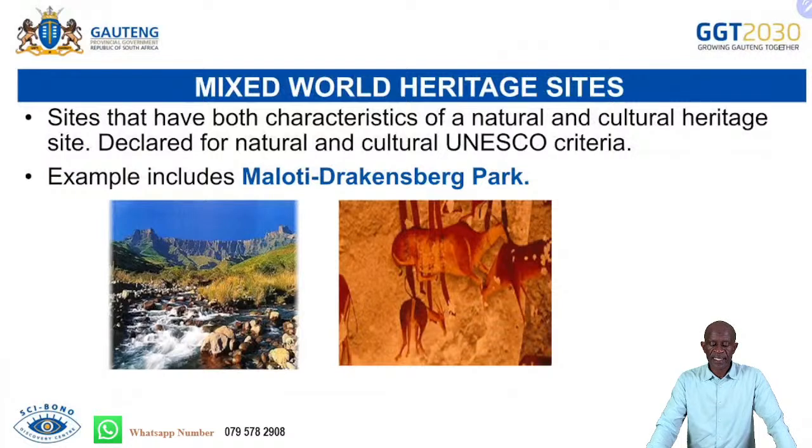Mixed World Heritage Site. This refers to sites that have both characteristics of natural and cultural heritage site. So it combines both the features that could be found in a natural and also in a cultural heritage site. Examples include one of our World Heritage Sites, which is the Maloti Drakensberg Park.